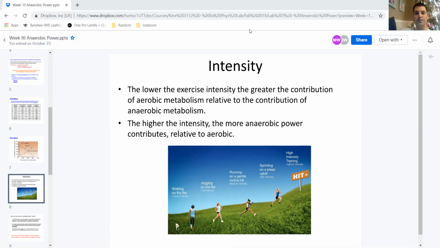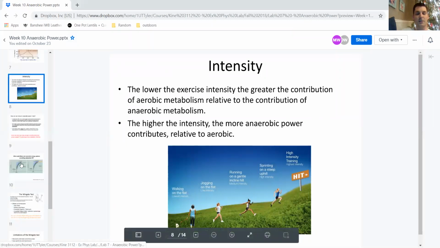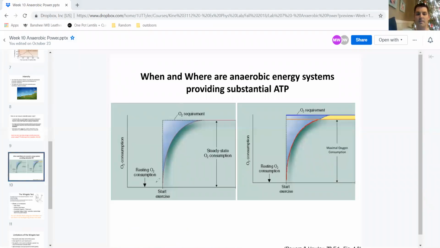If we go to one other slide that really sums this up, we can look at it in two ways here. So when and where are anaerobic systems providing a substantial amount of energy? Again, this is really just highlighting what we just learned. So here we start exercise. We see in this red line from your notes that classic train that we used as the analogy, that rapid rise of oxygen consumption until we reach steady state.